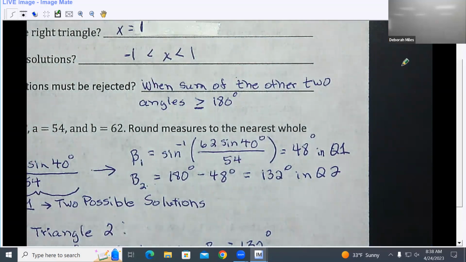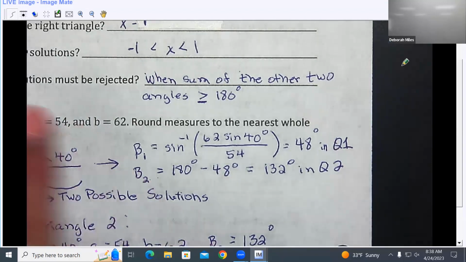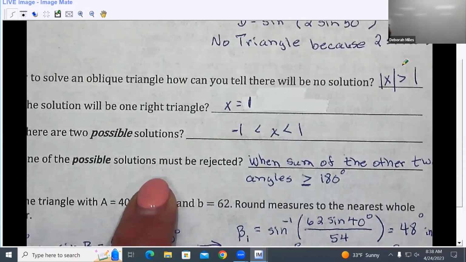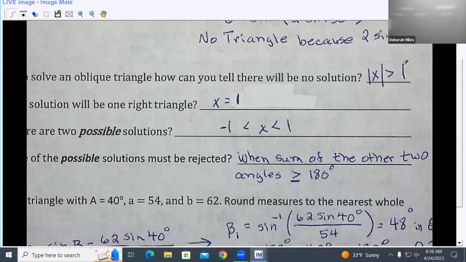And I don't think we'll do one of those as an example. We may. Or may not. I may skip checkpoint 4 because we still have so much left. If we don't do one where we reject the second triangle, it'll be because the sum of the two other angles is greater than or equal to 180. So let's finish this one.